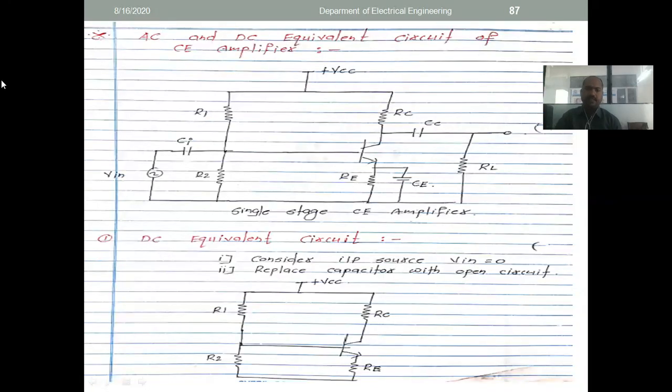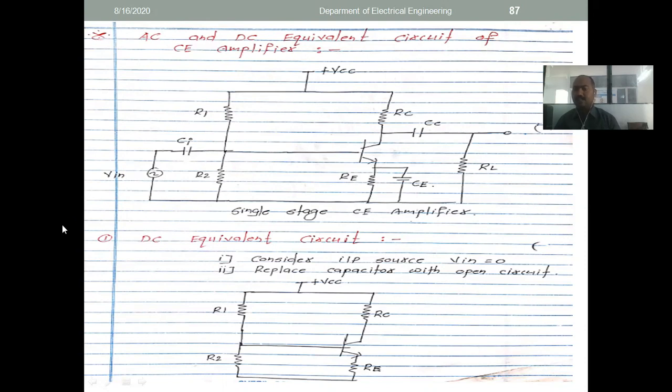Now we have seen the terms AC and DC equivalent circuit of the common emitter amplifier. See why it is required. First we see why we have to see the AC and DC equivalent circuit of the common emitter amplifier. When we analyze any circuit, meaning how it works for a particular voltage, DC or AC, that is required for applying voltage to the device and its working condition.